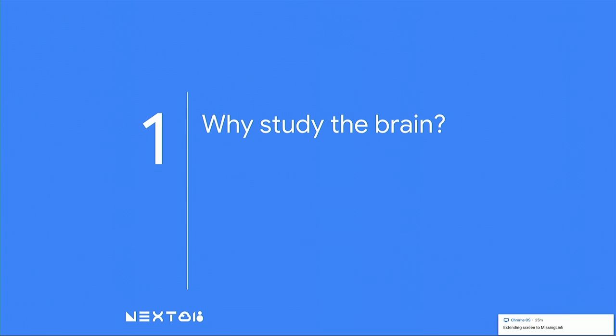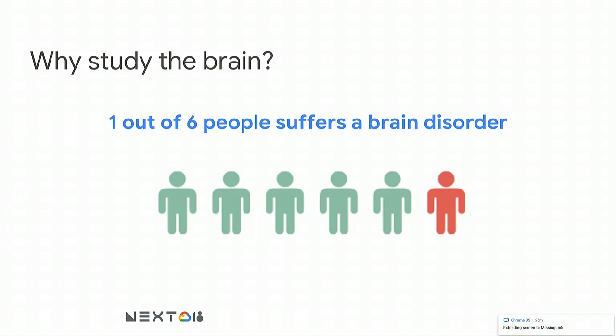So why study the brain? The main motivation for me was knowing that 1 out of 6 people suffers a brain disorder. These range from depression, anxiety, Parkinson's, epilepsy, schizophrenia. So this means that if you count 5 people in your row, 1 of you is likely to have one of these disorders.